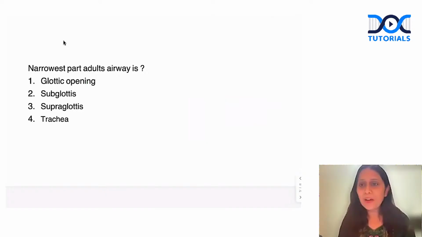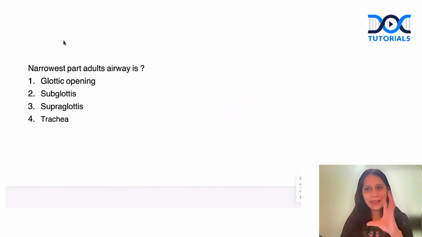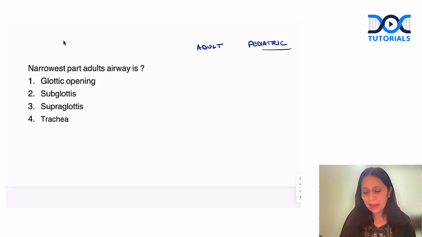Narrowest part of the adult airway. I always talk about the airway, and in that I talk a little bit about the anatomy of the airway. I tell you, in adult and pediatric airway, we have a little difference. In adult, the narrowest part is the glottic opening, right? And in pediatric, the narrowest part is the subglottis, or we call it the cricoid.